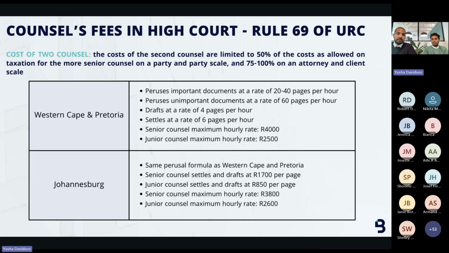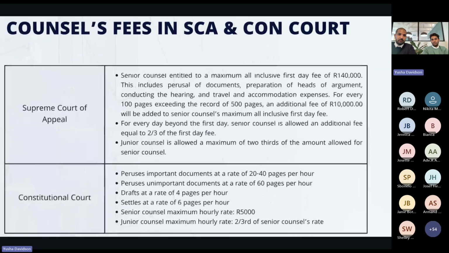And this is then applied to any work where both senior and junior counsel are working on the same attendances. And when it comes to the perusal of documents in Johannesburg, we see the same formula applied in the Western Cape and Pretoria. However, when it comes to drafting, we see that senior counsel is allowed to settle and draft at 1,700 Rand per page, whereas junior counsel settles and drafts at 850 Rand per page. So there's a bit of a difference depending on which division you approach. And why this is so important is because of the rules that are going to be coming into effect that are essentially going to change this current situation that we are facing now.